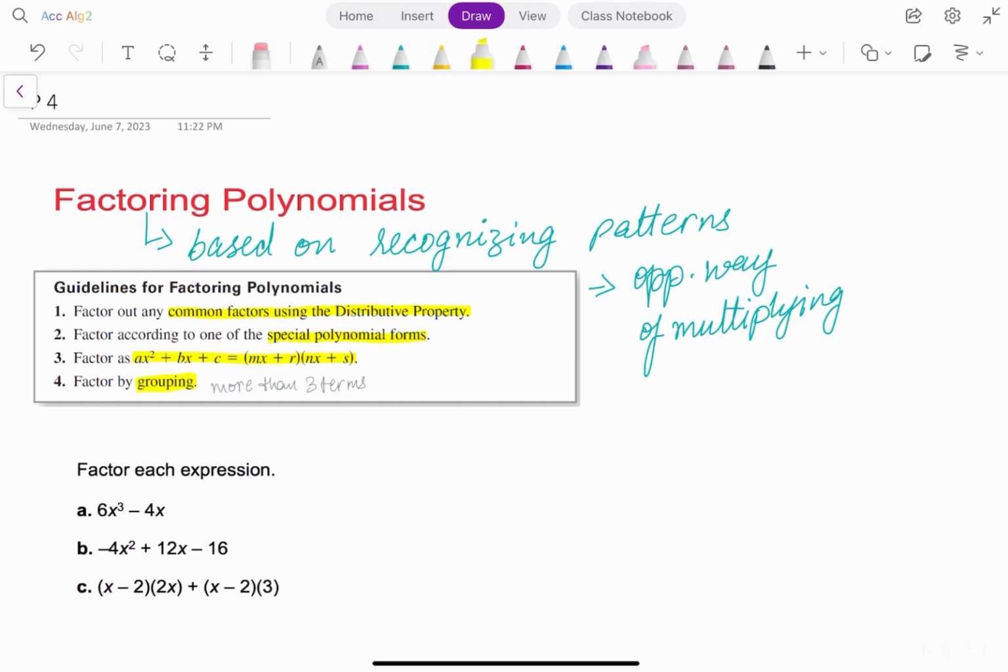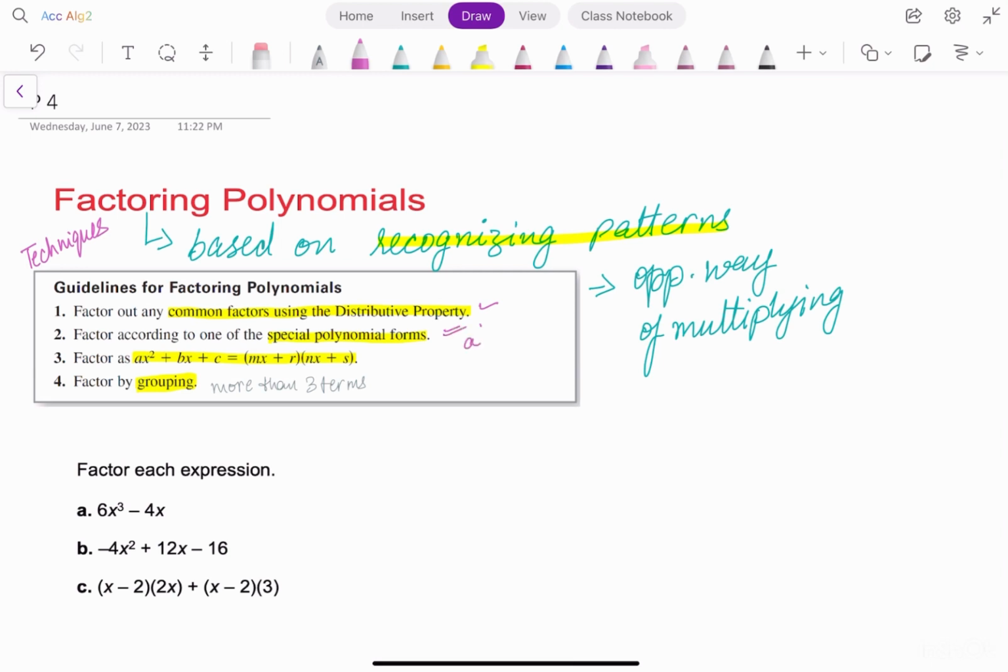So factoring polynomials, when we are talking about factoring, it is based on recognizing patterns, right? It is the other way of saying how to multiply. There are different techniques that we can take into consideration for factoring polynomials. We can factor polynomials by taking out the common factors using the distributive property.